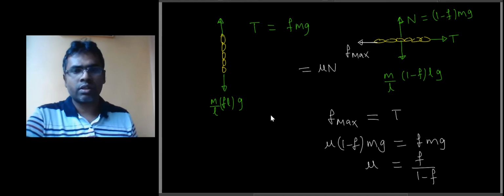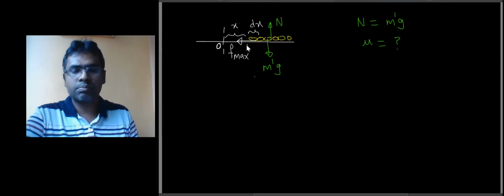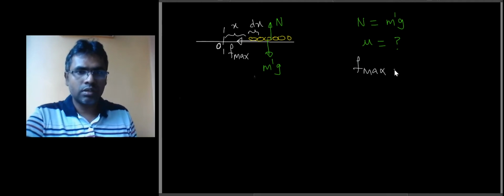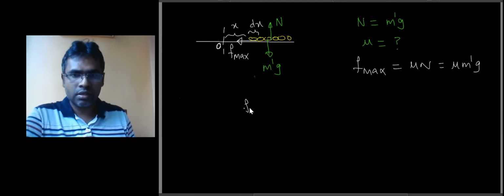Now that we have the coefficient of friction, we can proceed to calculate the work done by friction. So here the maximum possible friction force, again the F here refers to friction, not fraction, is mu times normal, which is mu times m prime g. If I assume that the left end of the chain displaces by an amount dx to the right, the work done for that tiny displacement can be written as the friction force multiplied by the amount of displacement. Since the displacement and the friction are in opposite directions, the work done will be negative.